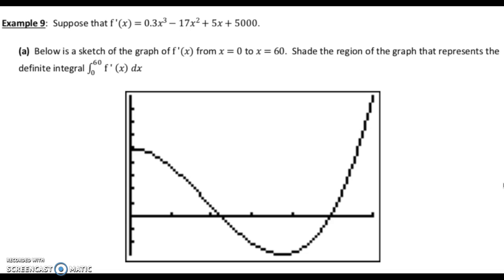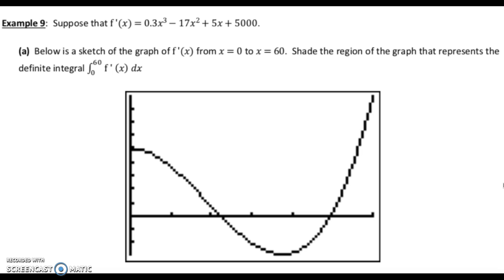It says, suppose you're given this derivative function, and below is a sketch of the graph of this function from 0 to 60. It's asking us to shade in the region of the graph that represents the definite integral from 0 to 60. Now remember, the area between the curve and the x-axis is what that definite integral will be.